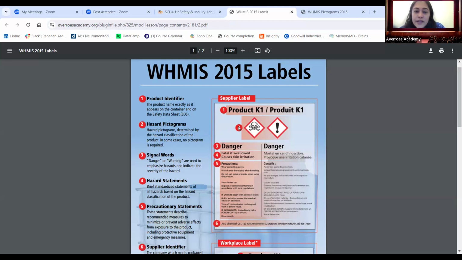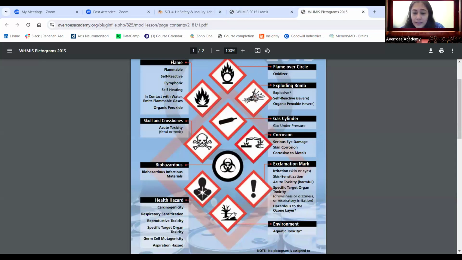Number two is going to be the hazard pictograms. So it's always going to depict that it's a danger. And see this one with the skull and bones means that it can be fatal or toxic. Okay. And then you have the exclamation mark, which is basically a warning as well. Exclamation mark means that it's an irritation to the eye, skin sensitization, acute toxicity, hazardous to the ozone layer.